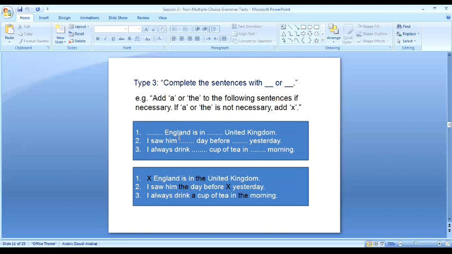I saw him dash dash day. I saw him the day before. Before dash dash yesterday. Before yesterday, there is no a, there is no the. I always drink a cup of tea in the morning. So here we say a cup of tea. Here we say the. And this is type 3 of completion, also of the non-multiple choice grammar test or multiple choice questions.